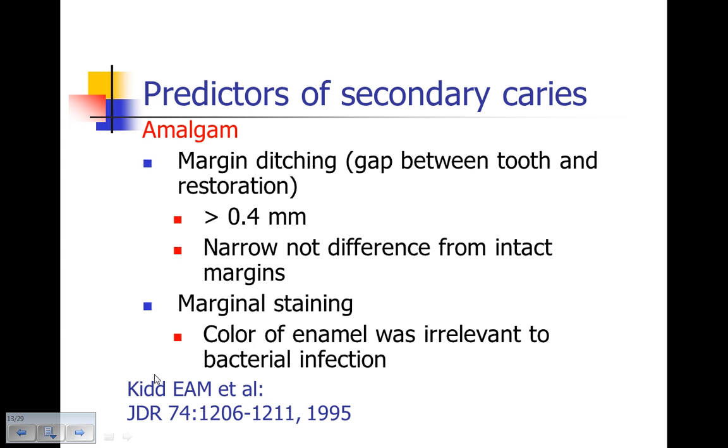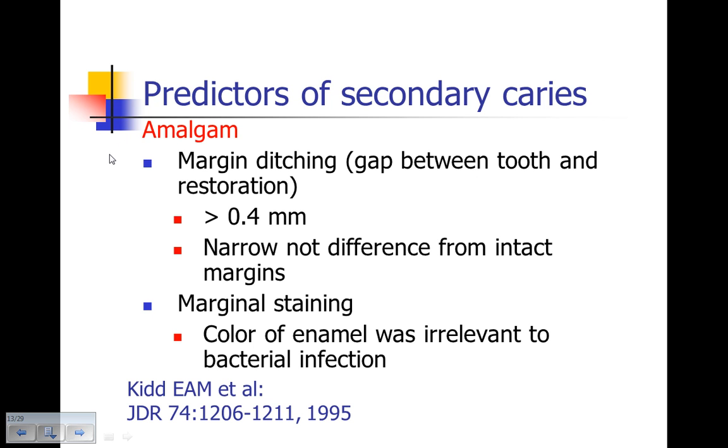So what are the predictors of secondary caries? We just talked about recurrent caries, secondary caries, as being the primary reason for replacement of our restorations. In fact, restoration replacement is 75% of the treatment that we offer for single tooth restorations. Well, Edwina Kidd and her group in 1995 looked at extracted teeth.